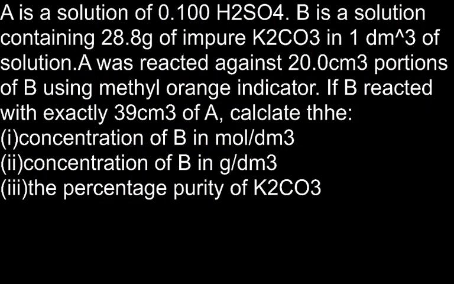Since the impurity does not partake in the reaction, what you obtain will be for the pure substance. So you are going to pause this video now and carry out the calculation of the concentration of B in mole per dm cube, and then the concentration of B in gram per dm cube. And as I told you earlier, the answer you get here is just for the pure substance.